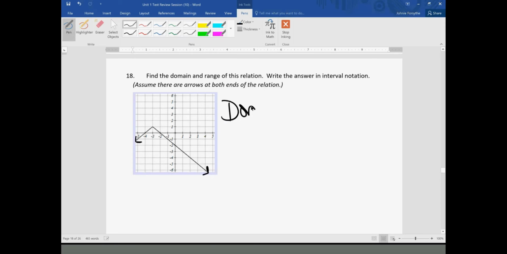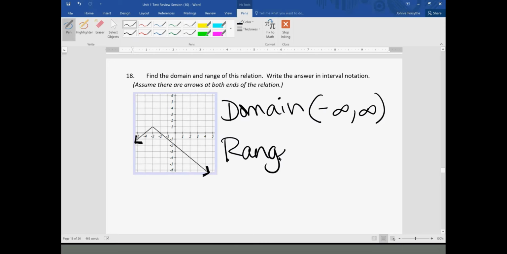Okay, so for the domain, remember it's all of your x values, think left, right. From the left, our arrows are going out to the graph to the left, and they're going out to the right. So that means that it has all the possible x values in the real number system. That's going to be all real numbers, or negative infinity to positive infinity. That's your domain.